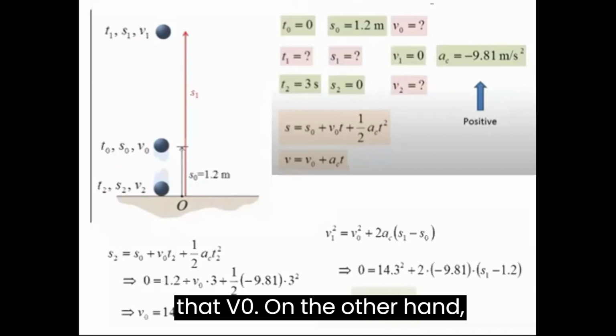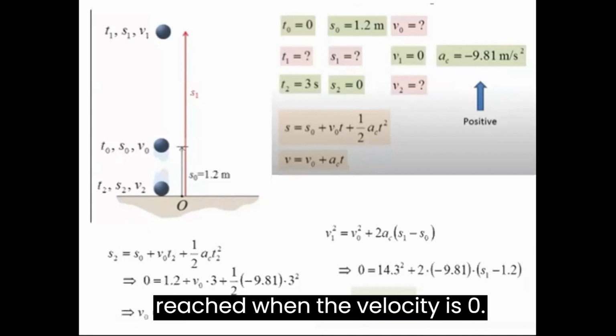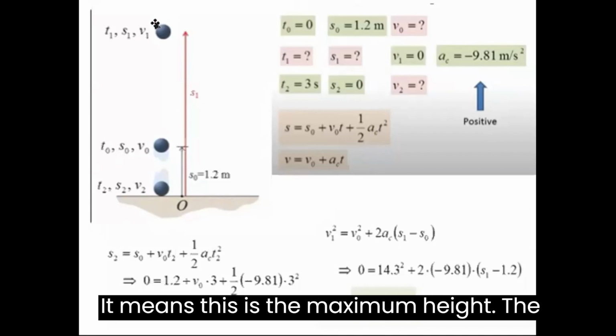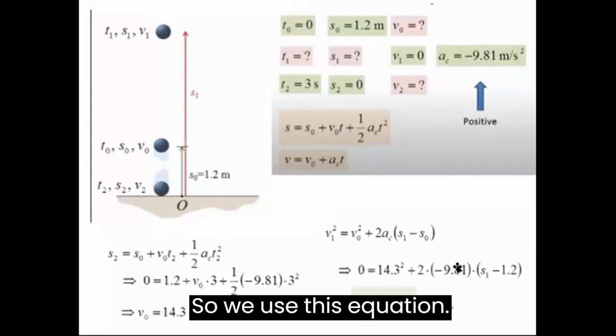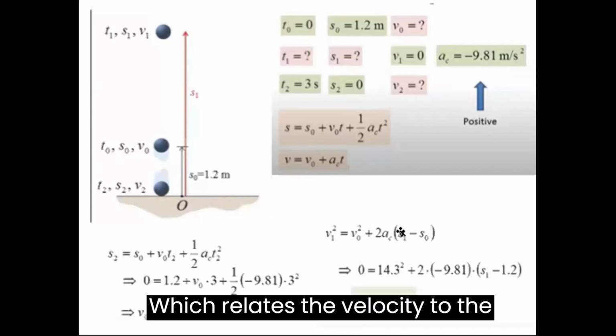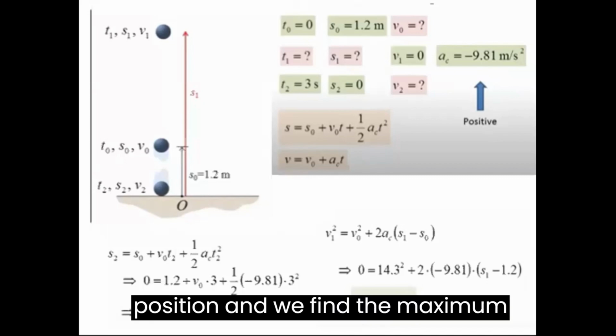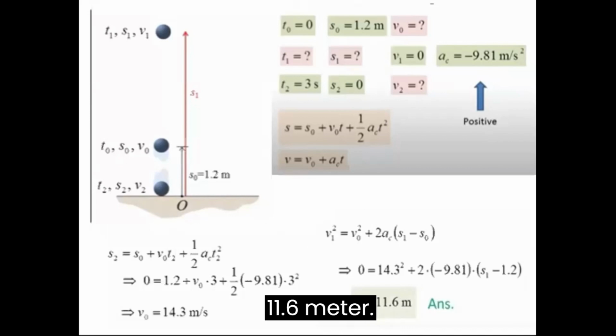On the other hand, we know that the maximum height is reached when the velocity is 0. So we use this equation which relates the velocity to the position, and we find the maximum height, s1, is 11.6 meters. Thank you.